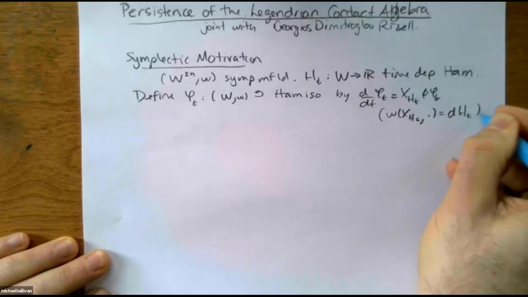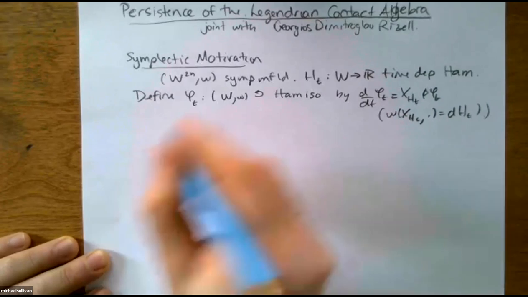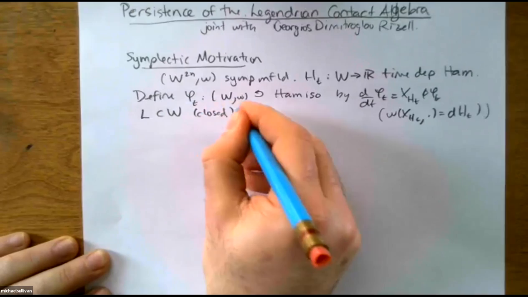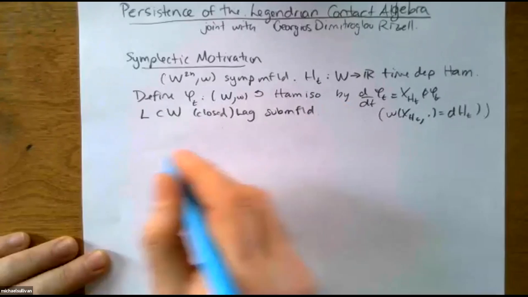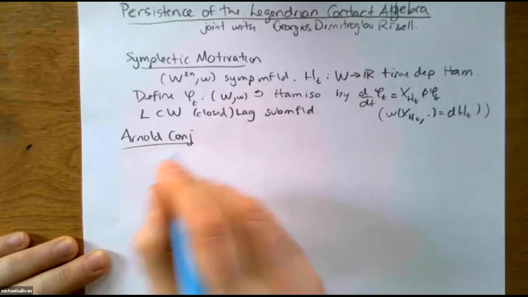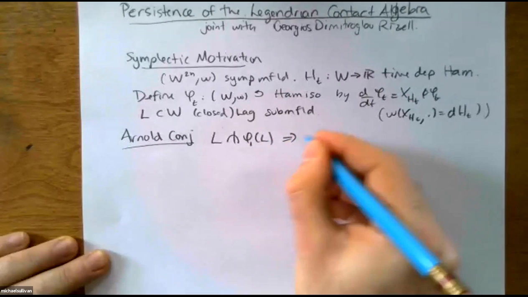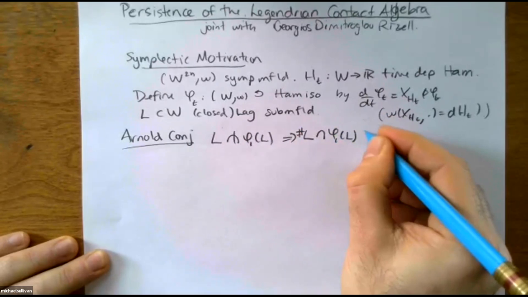Okay, and let's say that L is a closed Lagrangian. Okay, and then we have this Arnold conjecture, which says that, supposing L is transverse to its image under the time one map, then if you want to count the number of intersections, it's greater than or equal to the sum of its Betti numbers.